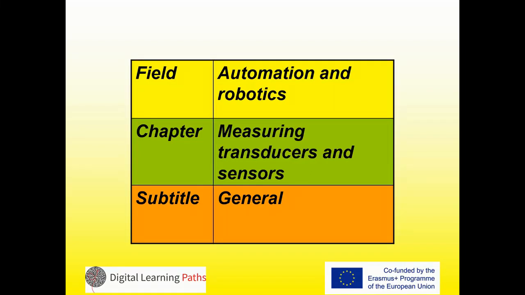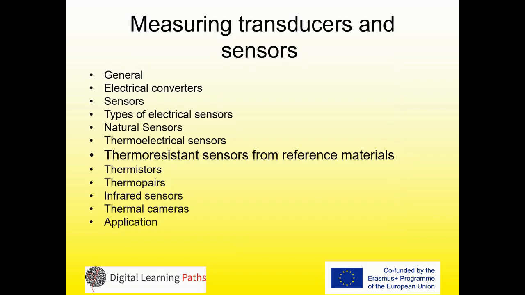In this lesson we're going to learn the basics of measuring transducers and sensors. We're going to learn about some general characteristics and also about electrical converters, sensors, types of electrical sensors, natural sensors, thermoelectrical sensors, thermoresistant sensors from reference materials, thermistors, thermopairs, infrared sensors, thermal cameras, and the application of all the above.